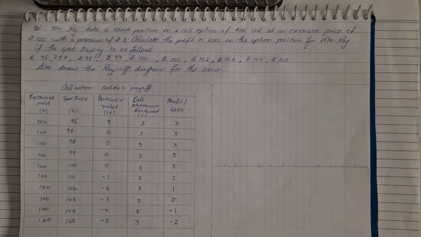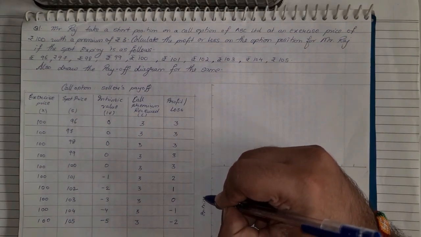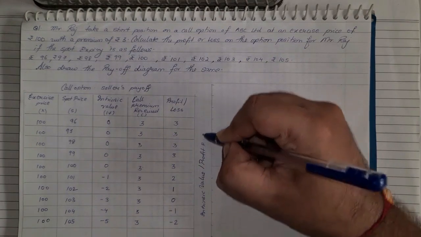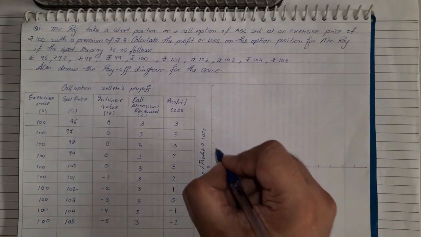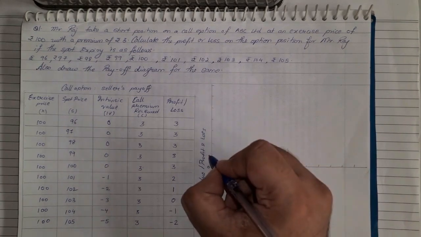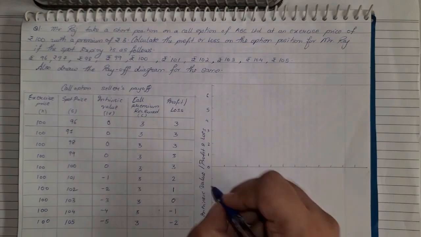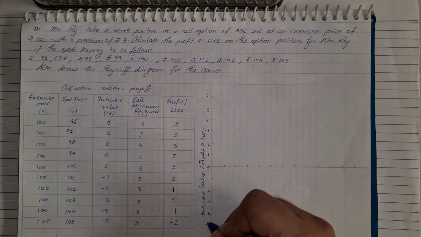Now, same thing, let us try plotting it in the graphical way and see how the graph will look when we have a seller's payoff. First, on the y-axis, we'll note down the intrinsic value and the profit and loss. We'll start with 0. Since the profit and loss are in the range of 1, 2 and 3, we'll have positive 1, positive 2, positive 3, positive 4, positive 5, positive 6. In the bottom half, negative 1, negative 2, negative 3, negative 4, negative 5.